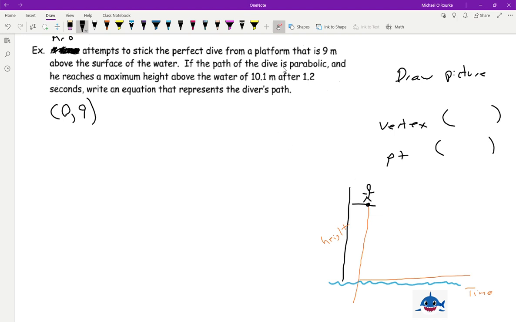The path of the dive is parabolic, and he reaches a maximum height above the water of 10.1 meters at 1.2 seconds. Okay, so that's my second point. 1.2 in seconds and 10.1 in height. And may I say, if I can jump up in the air for 1.2 seconds, that's amazing. That's some serious vert.